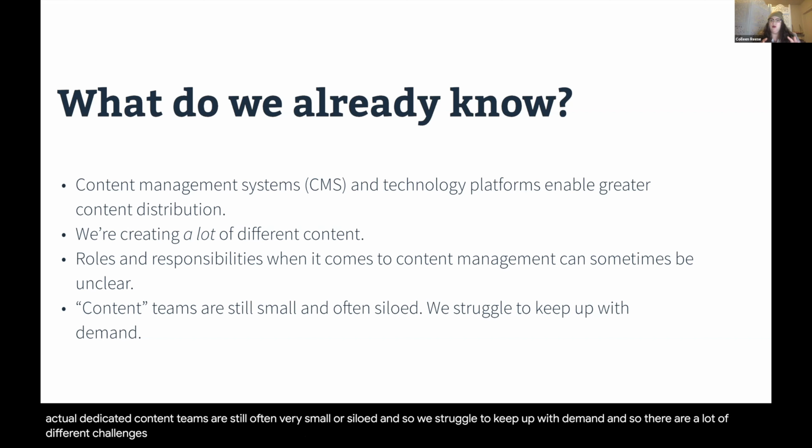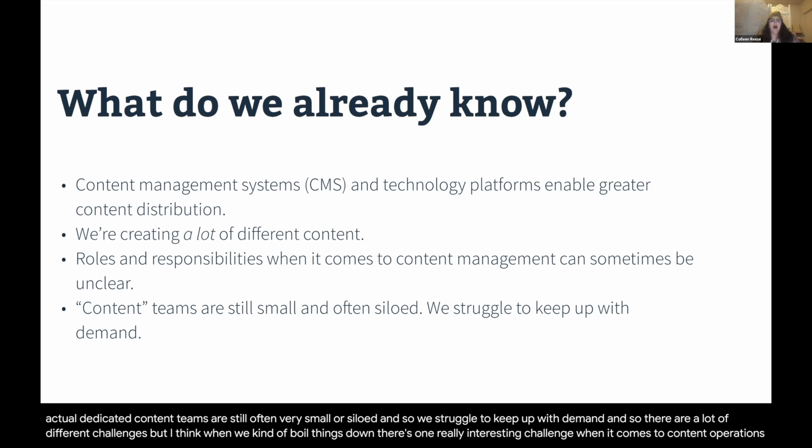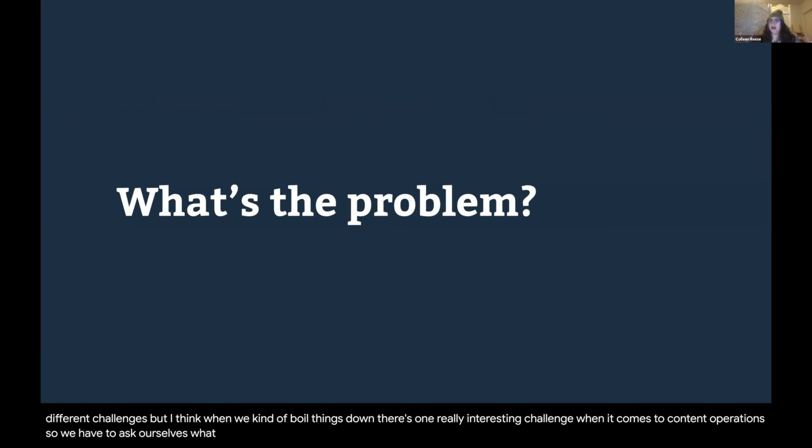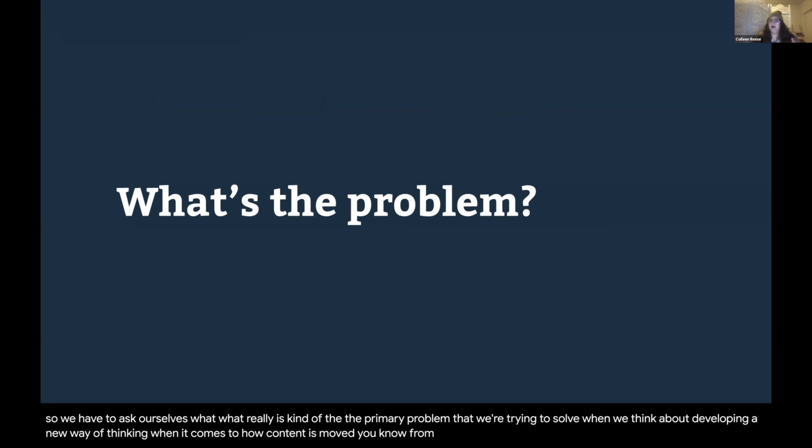But I think when we boil things down, there's one really interesting challenge when it comes to content operations. We have to ask ourselves what really is the primary problem that we're trying to solve when we think about developing a new way of thinking about how content is moved from one team to another or from one stage to another.